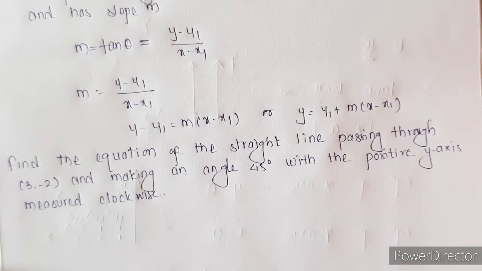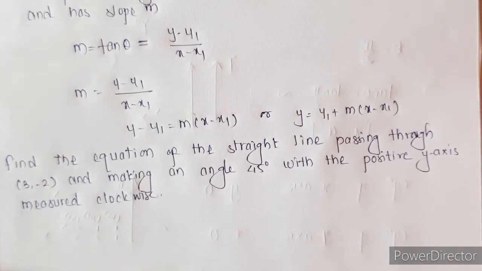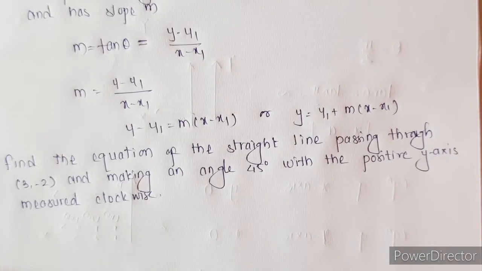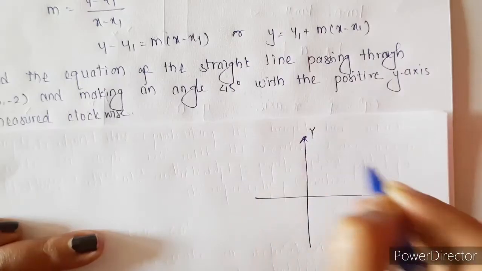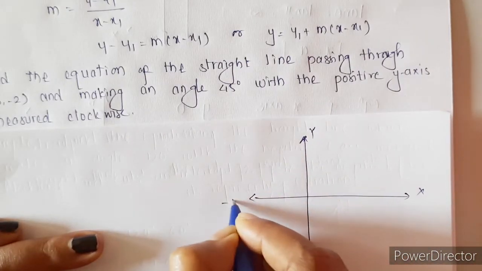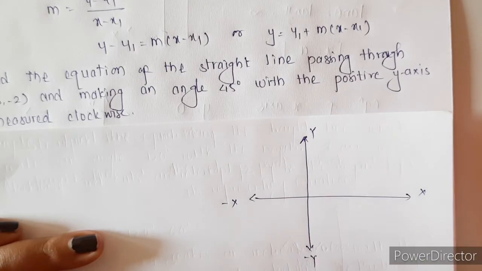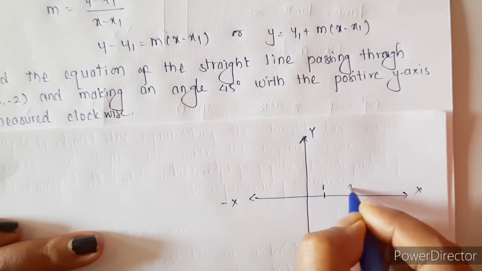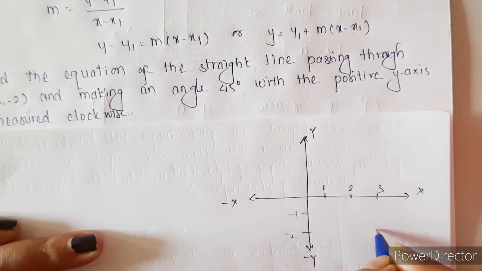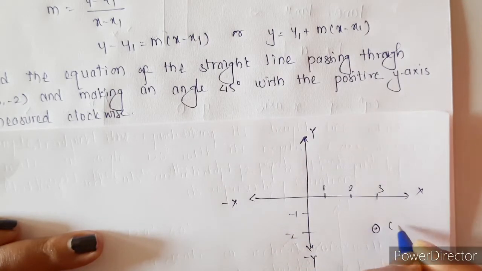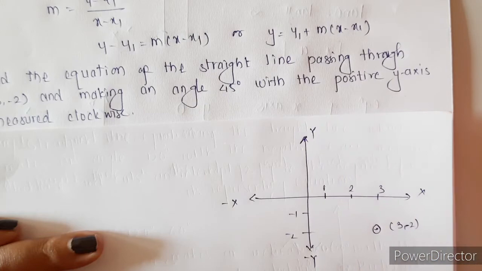Now let's look at this example. Find the equation of a straight line passing through (3, -2) and making an angle 45 degree with the positive x-axis measured clockwise. Here are the axes, x, y, negative y. This is 1, 2, 3, -1, -2. So this is the point from which our line is passing through.